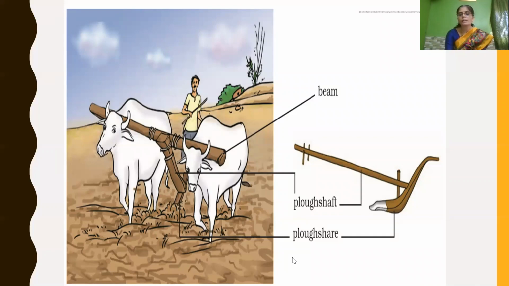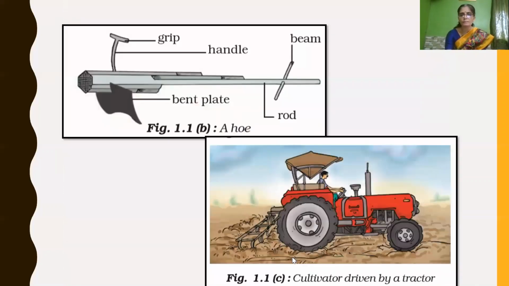So which option will you select? Plow shaft, plow share. And here, identify the given implement at the top in figure 1.1b. What is that implement called? Fork. And here 4, 5 labeling is there. You should know all the labeling. What are they? Grip, handle, bent plate, rod, beam. Among these, any two they may mark as A, B. Identify the given implement and label the parts A, B. Or they may give 1, 2 or C, D, any way they may give.